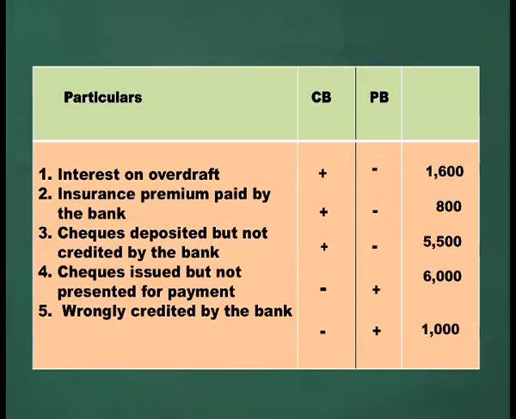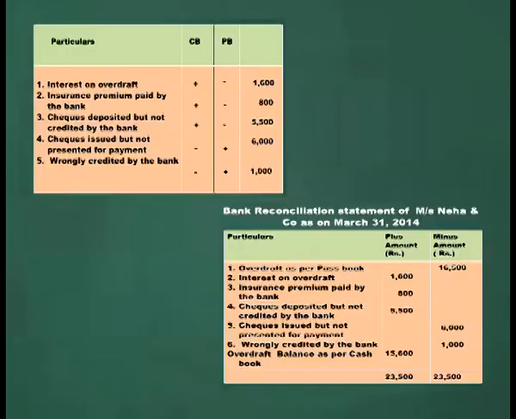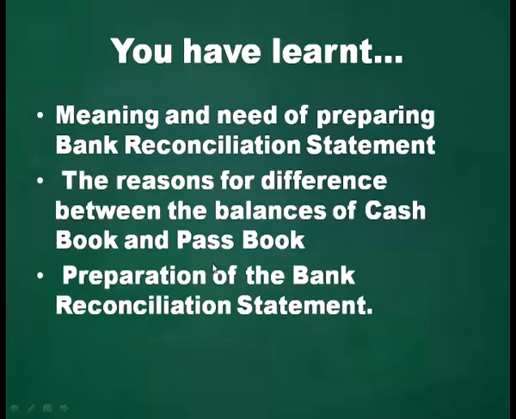So, we are starting with the overdraft balance as per passbook. See the signs of the cash book and do accordingly. So, 1,600 in the plus amount column. Insurance premium paid by the bank 800 in the plus amount column, and similarly, and after that total plus amount column and minus amount column, you will get a difference. As you are starting with the overdraft balance as per passbook, you will reach at a point of overdraft balance as per cash book.